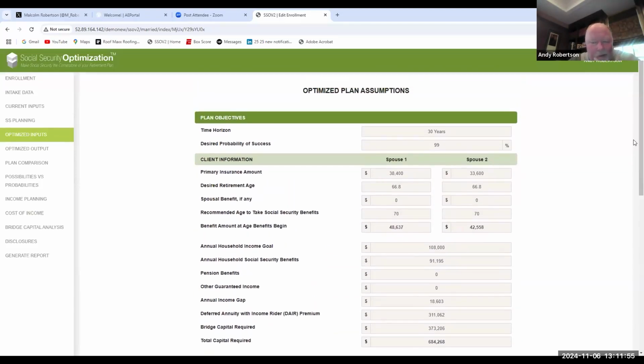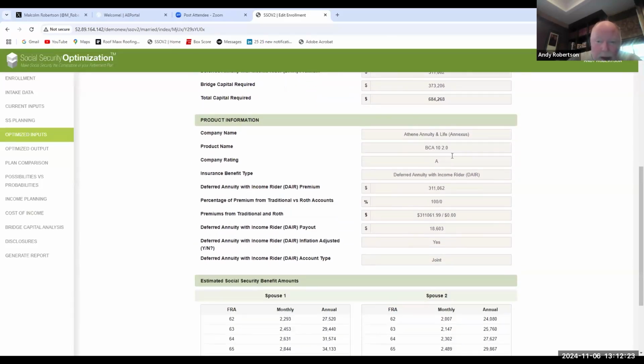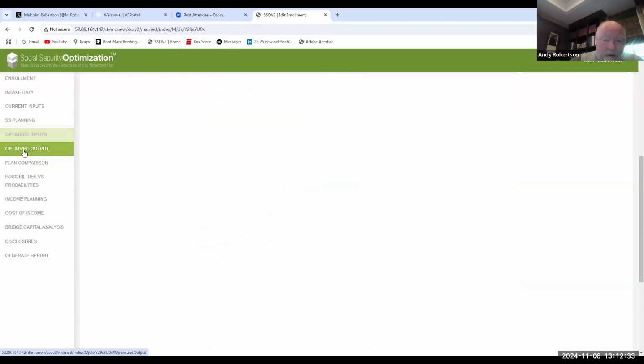We look at their objectives, 30 years at 99%. If they take benefits at 70, here's spouse one's benefit, spouse two's benefit. It's the very same gap, 18,603, but now we need 311 in the annuity, and we have 373 in the bridge capital. Now the total capital required is 684,268. That's a considerable difference from where we started. Which annuity are we working with? Here's the carrier name, the product name, the company ratings. By the way, we can show the premium being traditional or Roth, which will have an impact on the taxability of the overall plan. And now here's the optimized output.